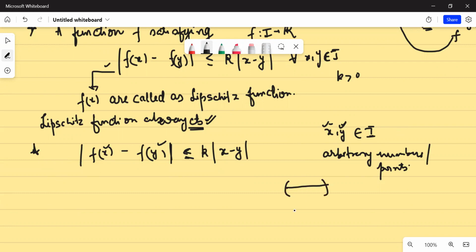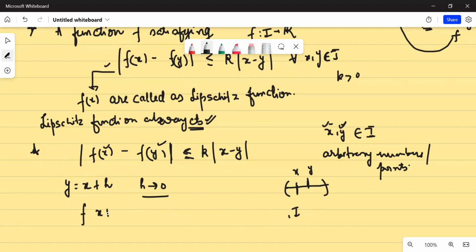It is true for every arbitrary number in I. Let's say this is your interval I. I'm taking x from here, and y from here. So it is true for any x, y belonging to I. So can I not take y equal to x plus h, where h is sufficiently small? Obviously this will lie inside I. Is that clear? I'm taking y sufficiently close to x such that it lies inside I.